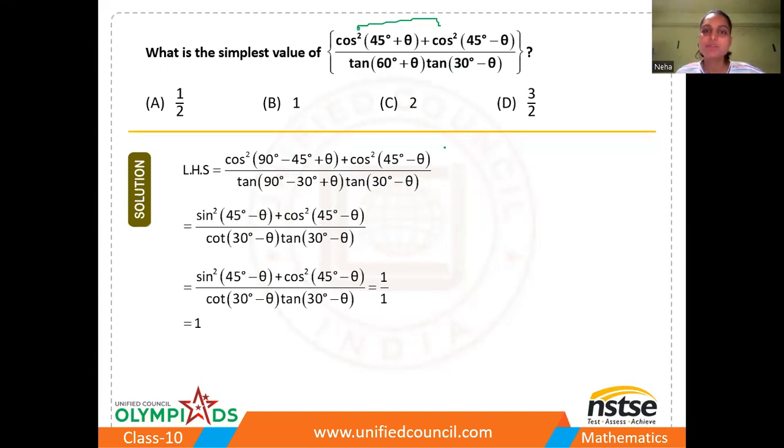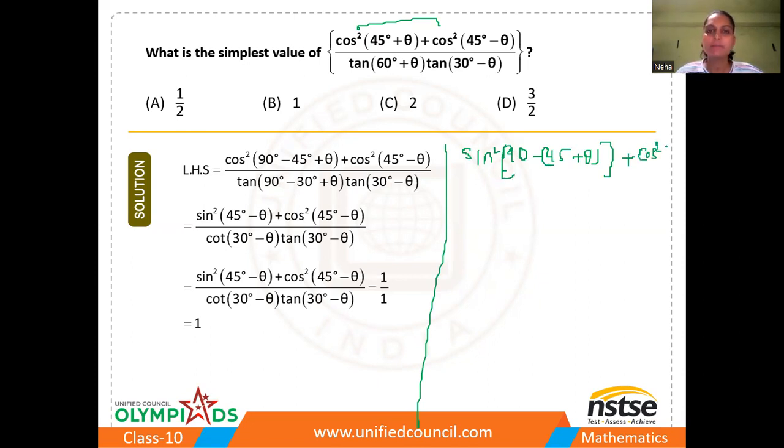Okay. So as we know, students, that sin square theta plus cos square theta equals 1. But here we cannot find any sin theta. So what can I do in this condition? Yes, I can make the sin theta. How? I can write it as sin square (90 minus 45 plus theta), and this I can write as cos square (45 minus theta). Similarly, place it as it is. That's it. 45 minus theta.